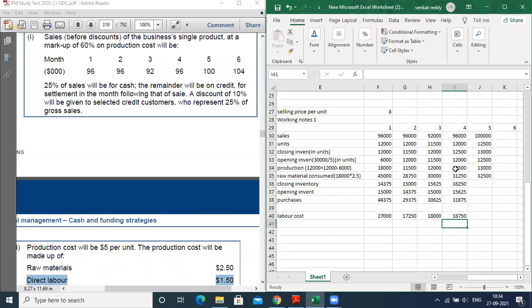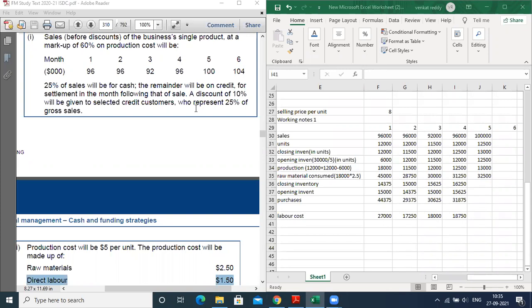So I hope the calculation is clear. Any query? So up to 4 months only they ask. So up to 4 months. So any question on this? Is that clear? You want me to explain once again all these values, like how we get them?